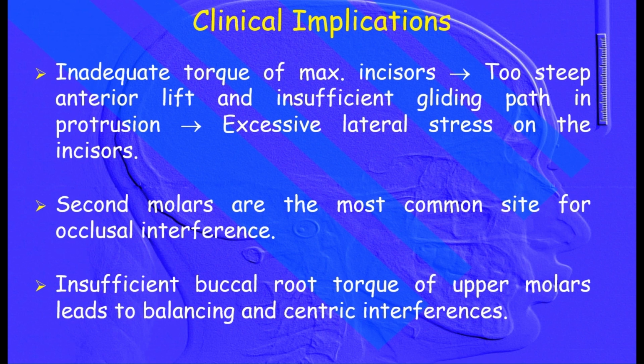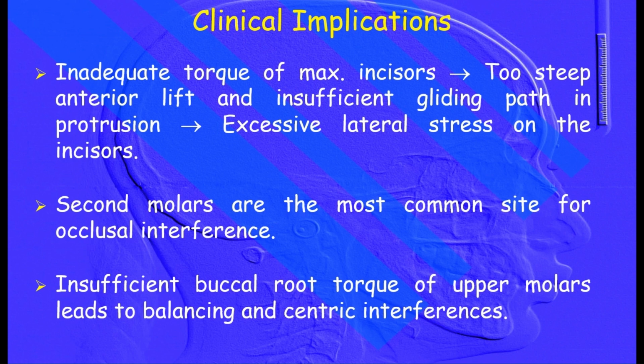Now we will discuss a few clinical implications. Inadequate torque or inclination of maxillary incisors results in too steep an anterior lift and insufficient gliding path in protrusion. This leads to excessive lateral stress on the incisors, so appropriate inclination of the maxillary incisors must be achieved during the orthodontic treatment. Second molars are the most common site for occlusal interference.